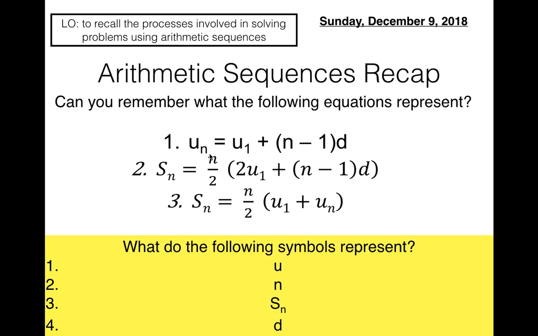These first terms here obviously are going to be particularly useful in working that out, and I want you to see if you can remember what U, N, Sn and D stand for. Now U, N and D are going to be particularly important for this lesson, and Sn we're going to get onto either later in the week, next week, or possibly after Christmas. We'll see how we get on. Okay, so pause the video here, and I'd like you to write down if you can remember what U, N, Sn and D stand for.